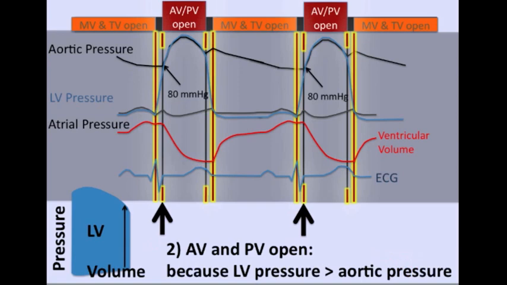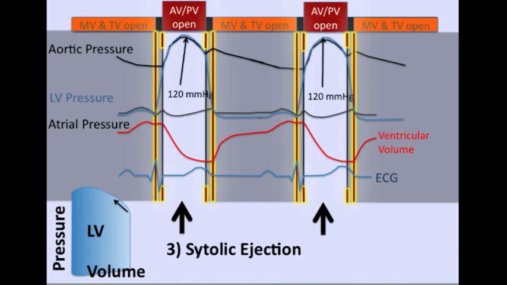So in a normal person, that's about 80. And at that point, we see the aortic valve open. But the LV pressure doesn't stop at 80, right? It goes to about 120 in a normal person, and it drives the systolic blood pressure.